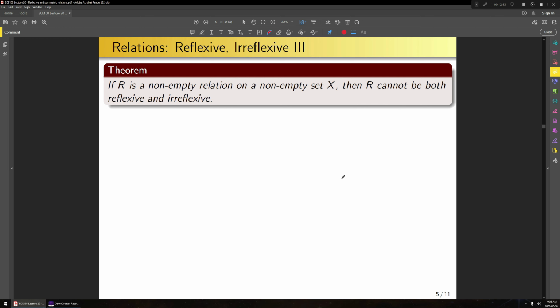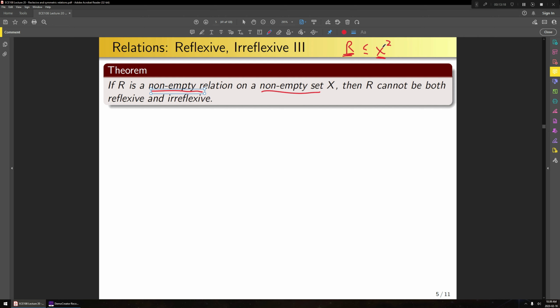Here we go. If R is a non-empty relation on a non-empty set X, then R cannot be both reflexive and irreflexive. Okay, so the key idea here is that R itself is a subset of something. So we have R is going to be a subset of X squared. So this is saying that R can't be the empty set, the empty relation, and X can't be the empty set. Given that that is true, then you can't be both reflexive and irreflexive.